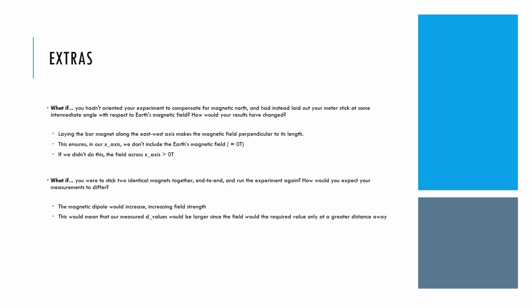This would change our results because laying the bar magnet along the east-west axis makes the magnetic field perpendicular to its length, ensuring in our x-axis we don't include the Earth's magnetic field. If we didn't do this, this field across the x-axis would be greater than 0 teslas.